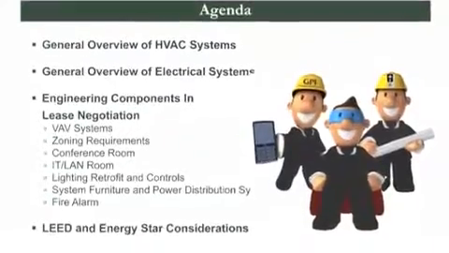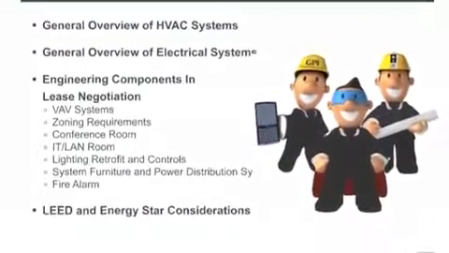Basically, the agenda is we're going to give a real quick overview of HVAC systems. The only thing you need to know is that 1 ton is 12,000 BTUs and a watt is 3.4 BTUs. Okay, so you can convert it.